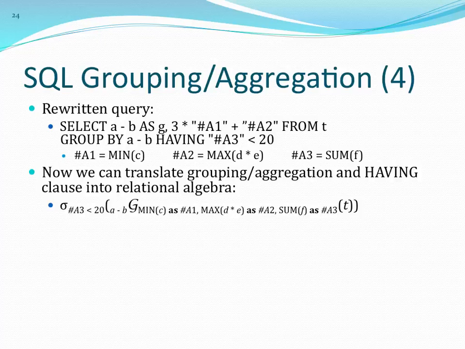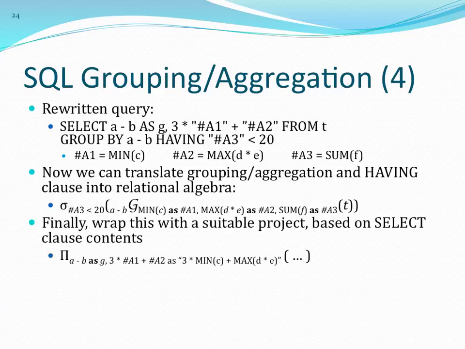Min C as A1, max D times E as A2, sum of F as A3. And then we go ahead and feed that into our select. And now we've actually done both the group by and the having. Well, actually, we've done the from, the group by, and the having. We still have to do the select, right? Questions?